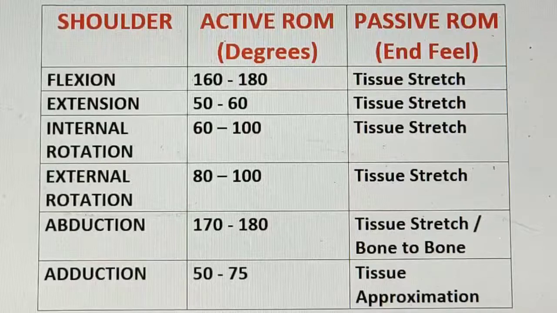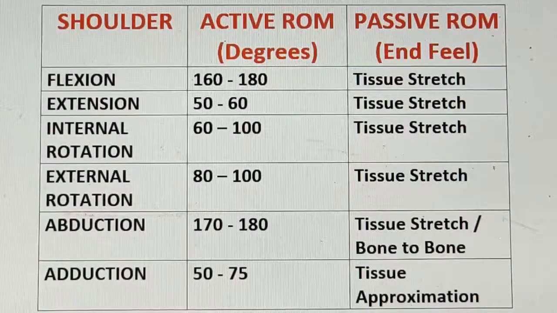For the extension of the shoulder, the active range of motion normal value in degrees should be 50 degrees to 60 degrees. For the passive range of motion, the end feel is tissue stretch. For the internal rotation of the shoulder joint, the active range of motion normal value should be 60 degrees to 100 degrees, and the passive range of motion end feel should be tissue stretch as well.